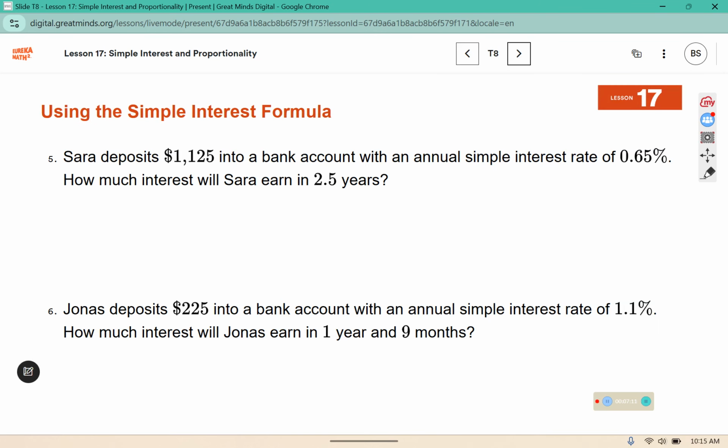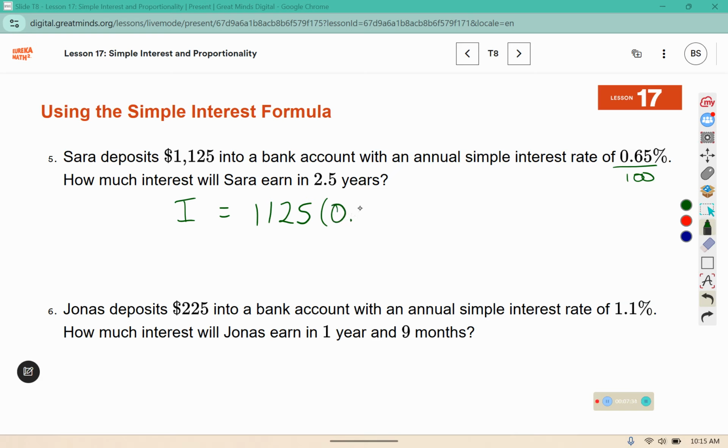Sarah deposits $1,125 into a bank account with the simple interest rate of this. To turn it into the decimal, we can divide it by 100. And that moves the decimal 2 spots.